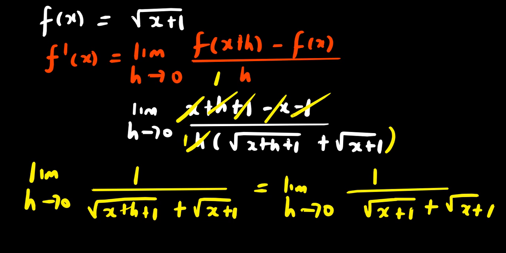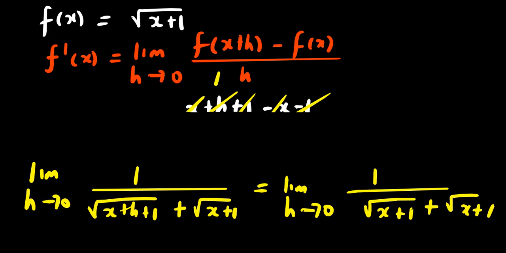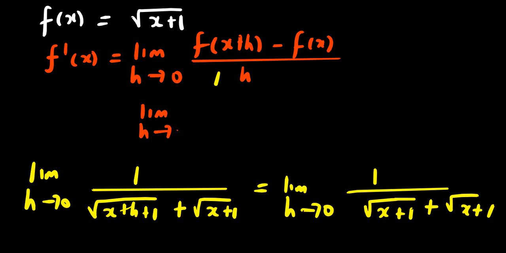So now how do we finally simplify it further? If you simplify that expression further, we now have the limit as h is approaching 0 of 1 over the square root of x plus 1 plus the square root of x plus 1. This will just give us 2 times the square root of x plus 1. So this will be our final answer.